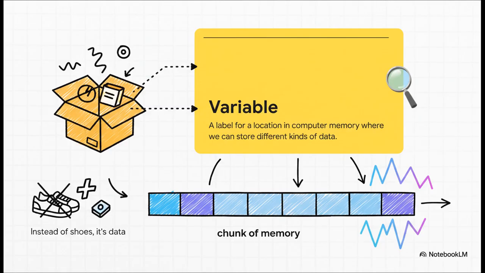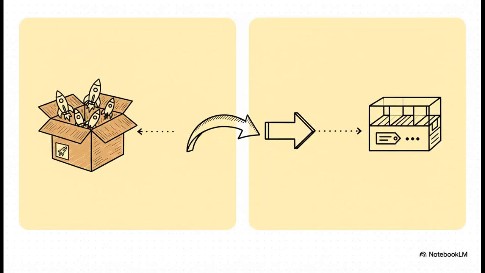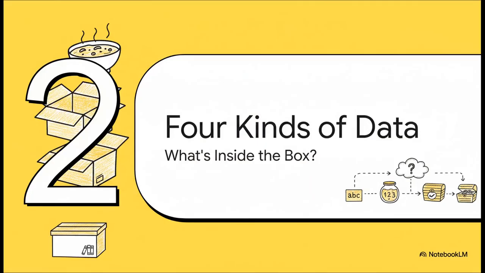And instead of your shoes, it's holding some data. And this is where it all clicks together. The analogy maps directly to the code. The box, that's just a piece of the computer's memory. The label you scribble on it, that's your variable's name. And the stuff you put inside, well, that's the data, or the value. So when we write a line of code like this one, we're literally telling the computer, hey, grab a box, label it rockets, and put the number 5 inside. Easy, right?